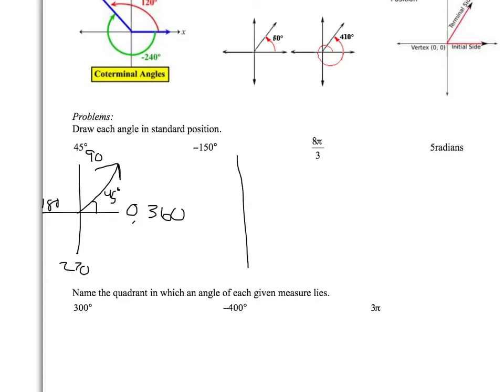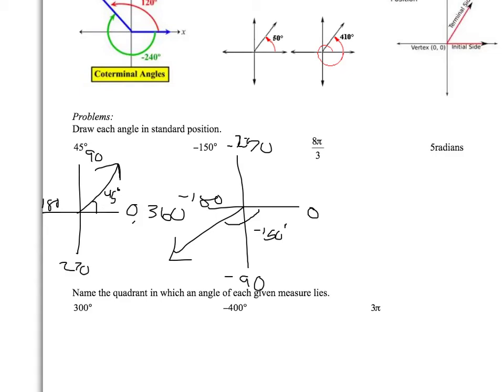Looking at the next one, it's a negative angle. When I draw negative angles, I just go in the negative direction. So it's going to be 0, -90, -180, and -270. I know -150 is between -90 and -180, so I draw my line there. And I say that's -150 degrees.